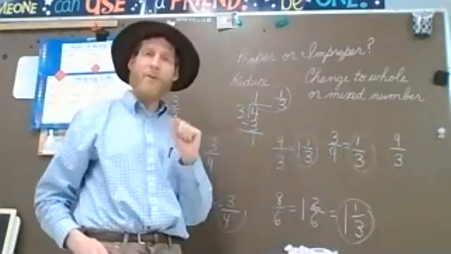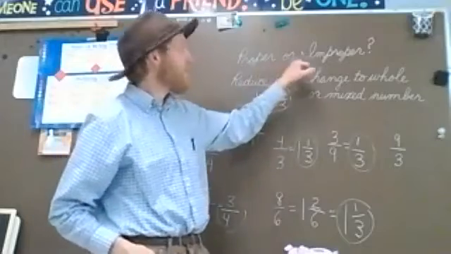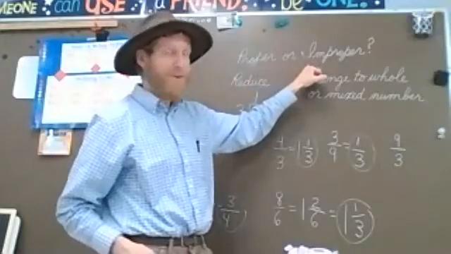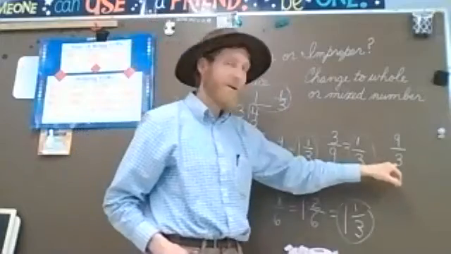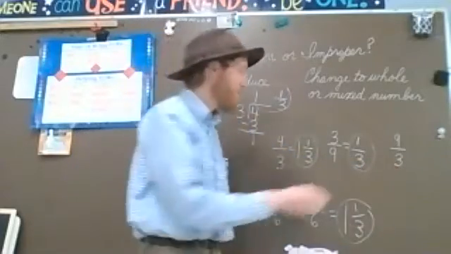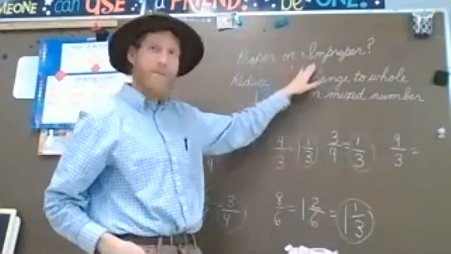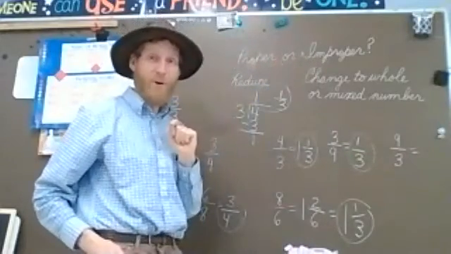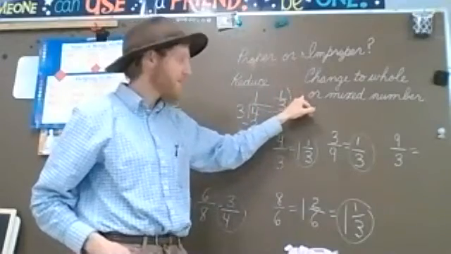Let's look at the next one, 9/3. Is that proper or improper? Improper. Why? Yes, because the denominator is not larger than the numerator. So, since it's not proper, it's improper. What do we do if it's improper? Yes, change to a whole or mixed number.